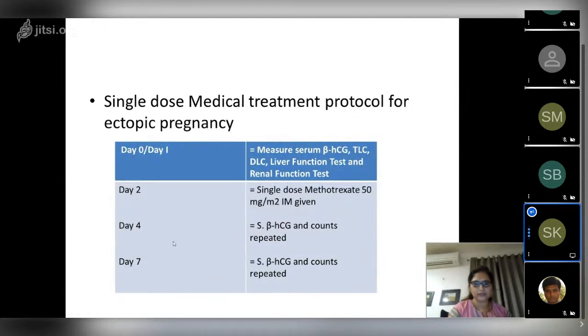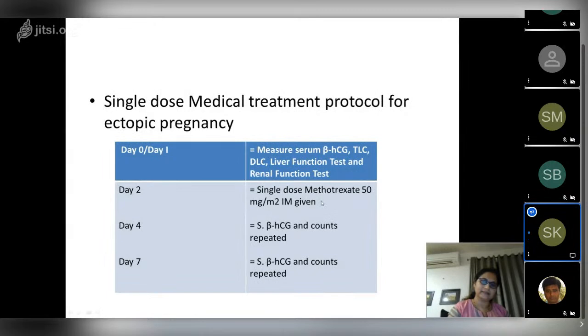So how do we give the regimen? Most commonly we use a single dose of methotrexate, given on day 0 or day 1, and then day 2, day 4 and day 7 are when we follow up. So on day 1 or day 0 at admission, we measure all the important parameters of the patient. The blood tests are done. Once all these tests are within normal limits, then we go ahead and give a single dose of methotrexate, that is 50 milligrams per square meter of body surface area. It is given IM.